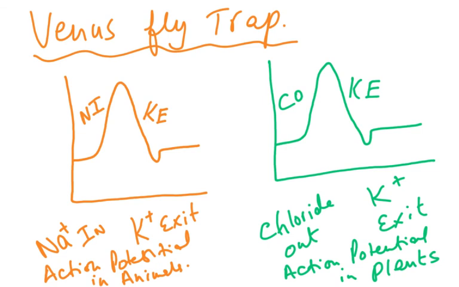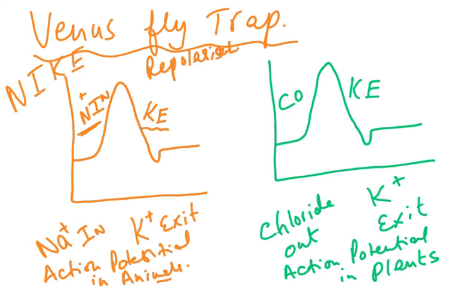Now coming to the topic of action potentials. It's very interesting to see how action potentials are different in animals, and it's a very good comparison if you've seen the previous video on it. Action potential in animals, the mnemonic is Nike. The depolarization is because of the sodium ions diffusing in. So sodium ions diffuse in, and in repolarization, so please remember, we have depolarization and repolarization, in repolarization we have potassium exit.